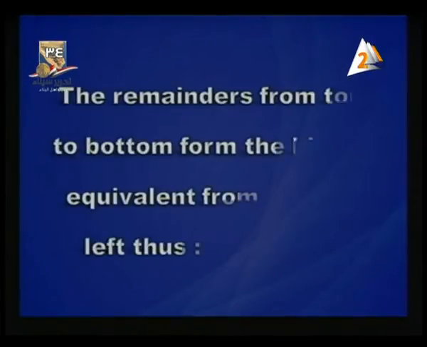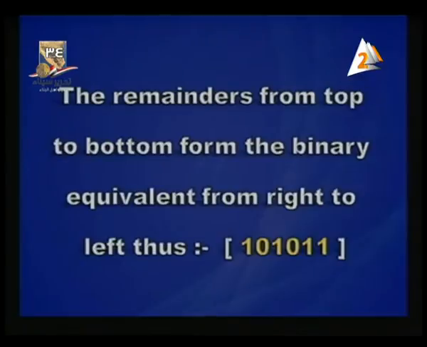Okay, this is the binary of the number mentioned in the example. The remainders from top to bottom form the binary equivalent, from right to left. So, as I said, it is 1, 0, 1, 0, 1, 1.